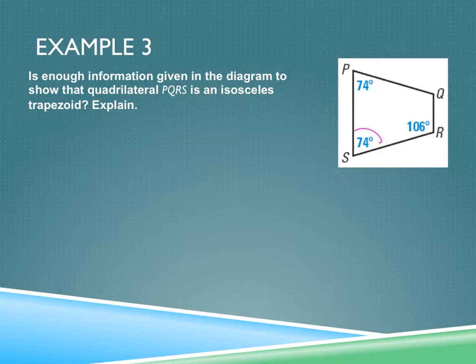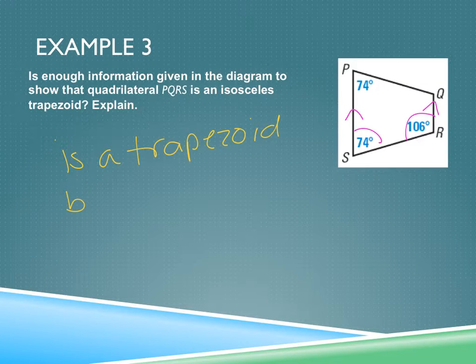So what's true about angle S and angle R? They're supplementary, and if they're supplementary and they're same side interior, then these lines are parallel. You with me? So I have one pair, so I know this is for sure at least a trapezoid, because PS is parallel to QR, or there's one pair of parallel sides. Now the next question is, is it isosceles?